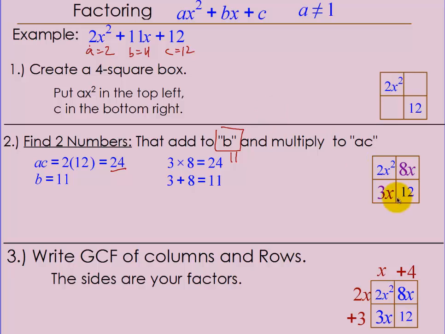So since 3 and 8 are my answers, I put a 3 right here, 3x, and this becomes an 8x. Basically, I'm splitting that 11x into 3x plus 8x. All right? And I put each piece right here. So this whole block is that expression. I just kind of broke up the middle term.